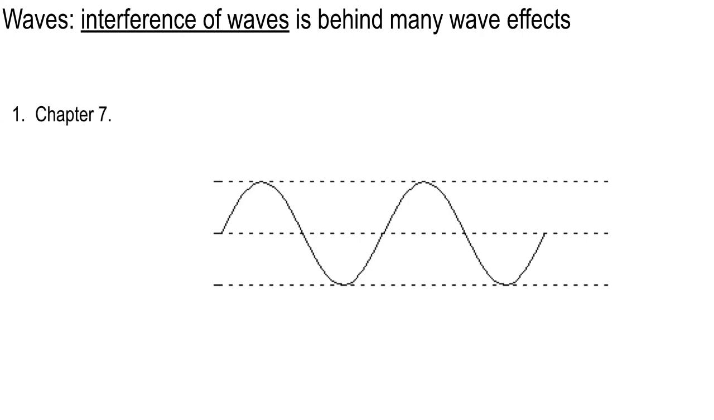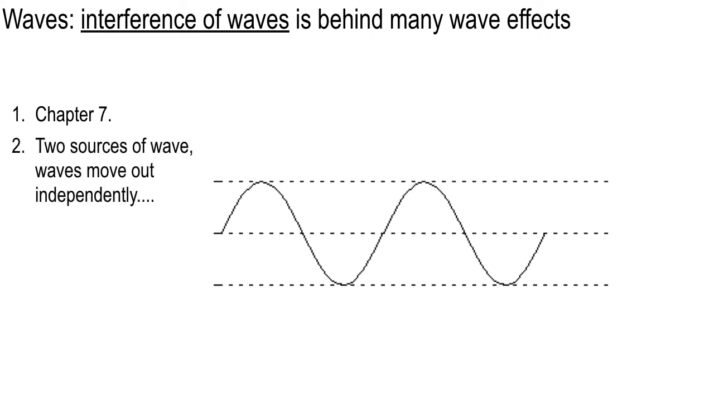Okay, so I want you to read in chapter 7, I think it's 7.5, the section on standing waves. To have a standing wave or interference of any kind, you have to have at least two sources of waves. So, for instance, you could have a storm off the coast of West Africa and a storm off the coast of Nova Scotia, and somewhere in the middle of the Atlantic between the two, the waves from each storm are going to interact.